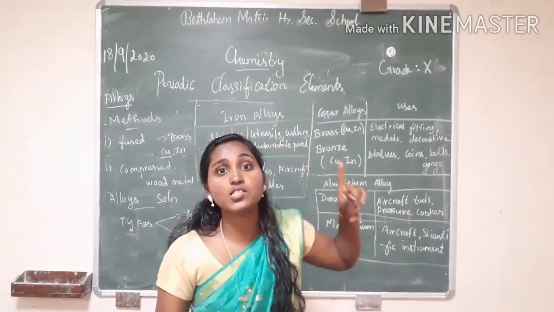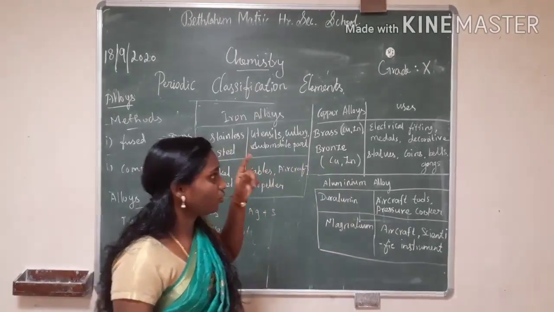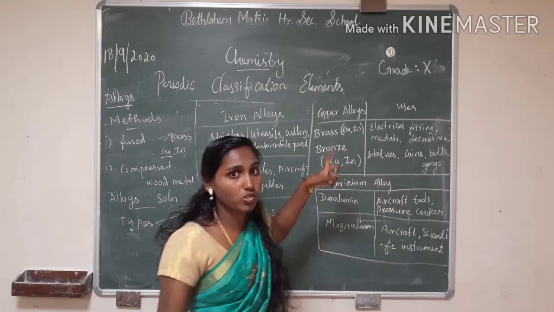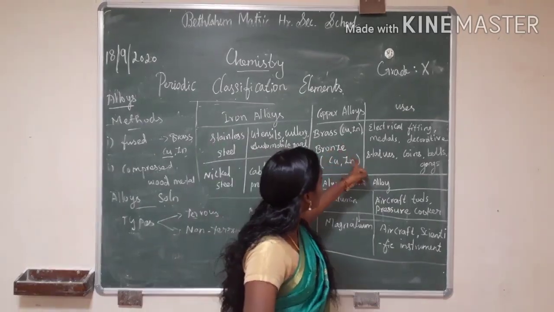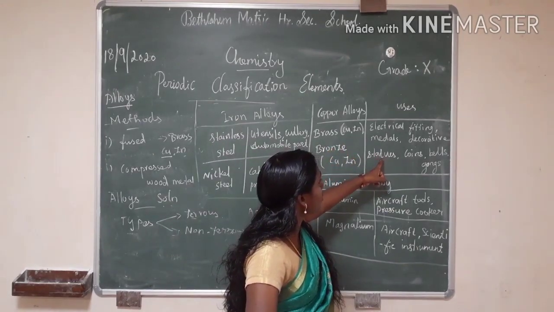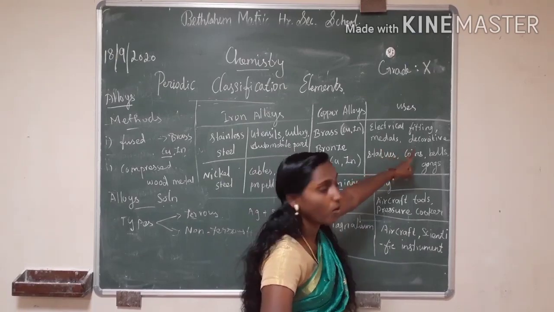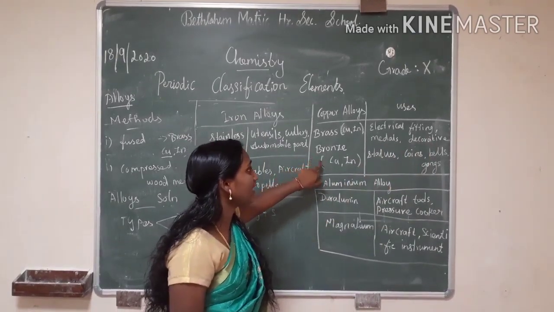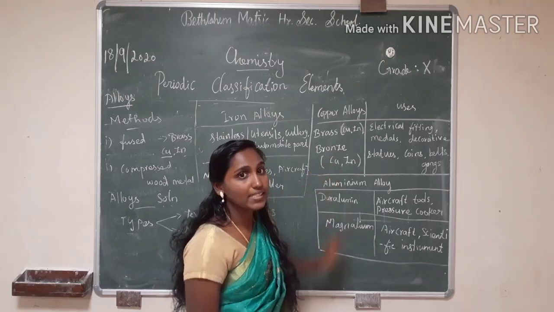Gongs means, in schools we use a round thing to make a sound, no? That is a gong. It will make a gong sound. So this bronze is used for making statues, coins, bells and gongs. This bronze contains the compounds copper and zinc.